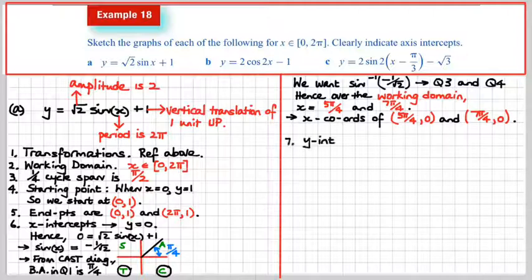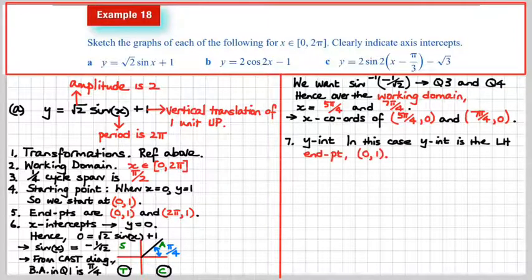So that's what's next on the agenda. Oh, the y-intercept. All right, we just set x equal to 0 for that. If x is 0, sine x is 0, therefore that's all 0, therefore y equals 1. So the y-intercept is basically the left-hand end point because it only goes from 0 to 2 pi anyway, so I didn't even need to work it out. You see? It coincides with the left-hand end point, which we've already worked out in step 5.